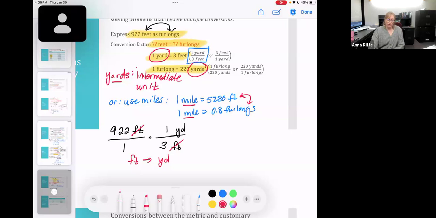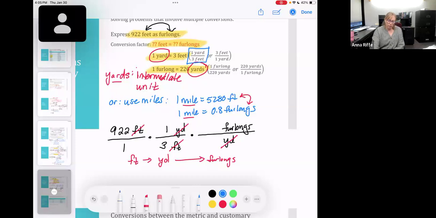Now that I've converted from feet to yards, I can go from yards to furlongs. I'm going to multiply by some unity fraction that, okay, we have yards on top here. So I want to multiply by a unity fraction that has yards on bottom now. But I don't want yards in my final answer. I want that to cancel, which means I want furlongs on top. That allows yards to be on top and on bottom. And so the unit that remains here is furlongs.